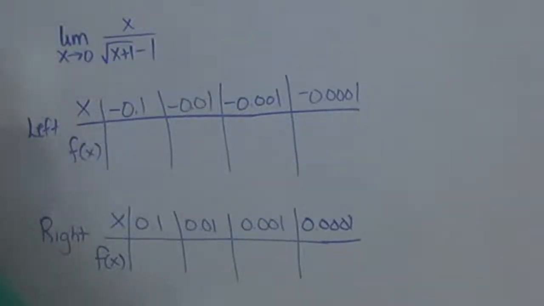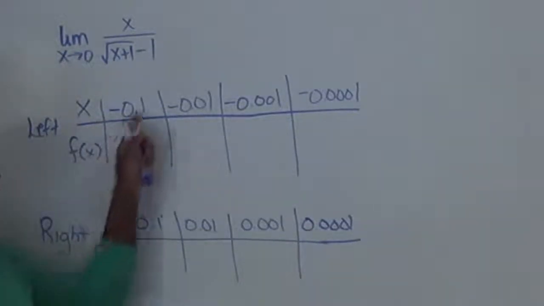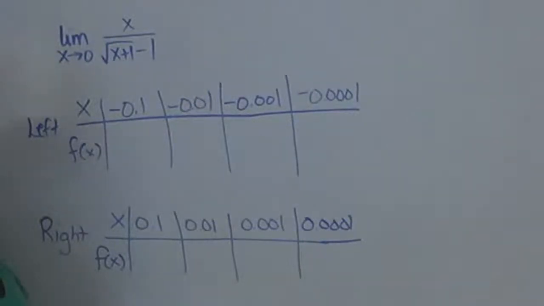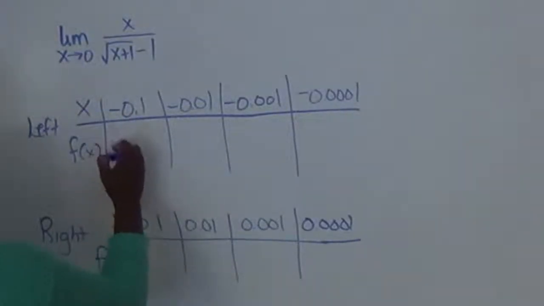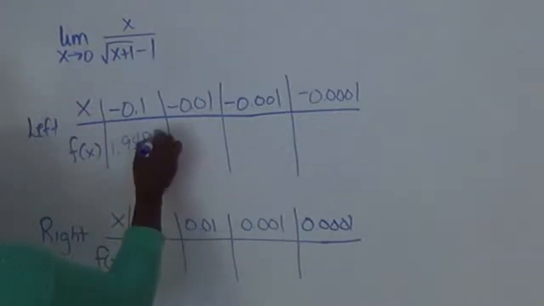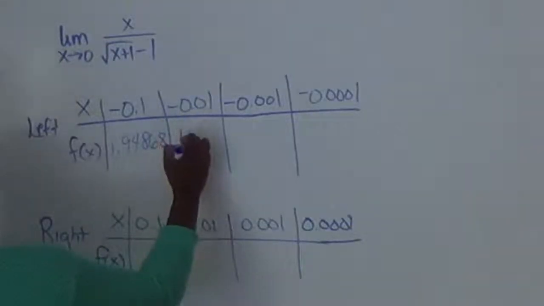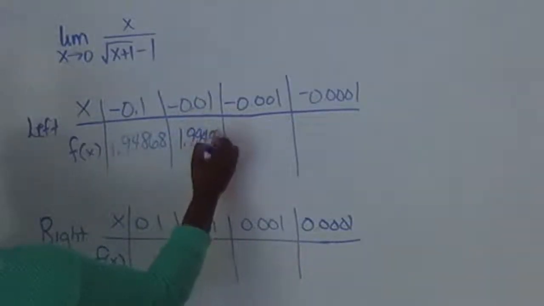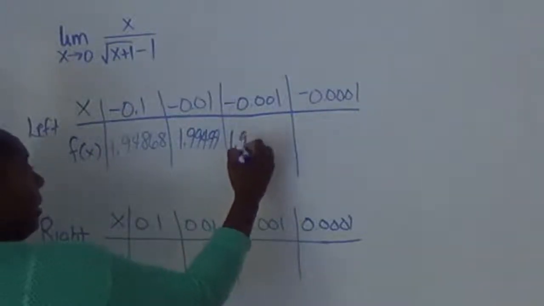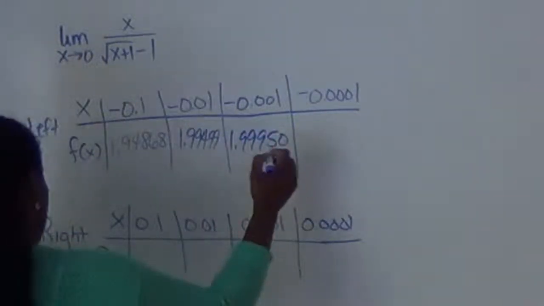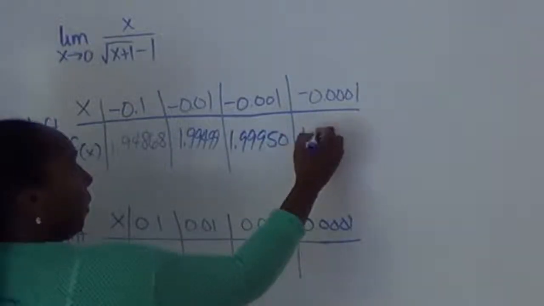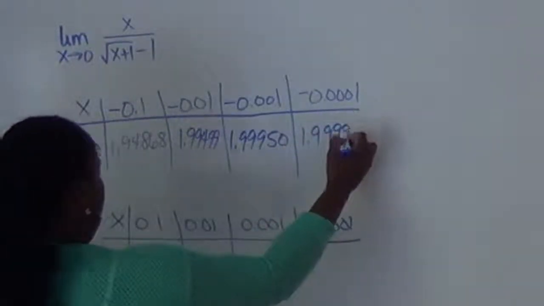So here, all I'm going to do is take these x values I got and plug them into the corresponding function and find their values. If I put in negative 0.1, we can see I'm going to get 1.94868. I'm going to round these to 5 decimal places. For this one, I'm going to get 1.99499. Here we get 1.99950, and for this one I'm going to get 1.99995.